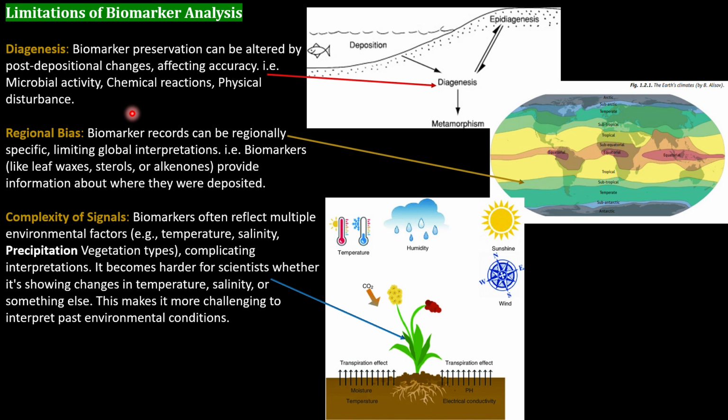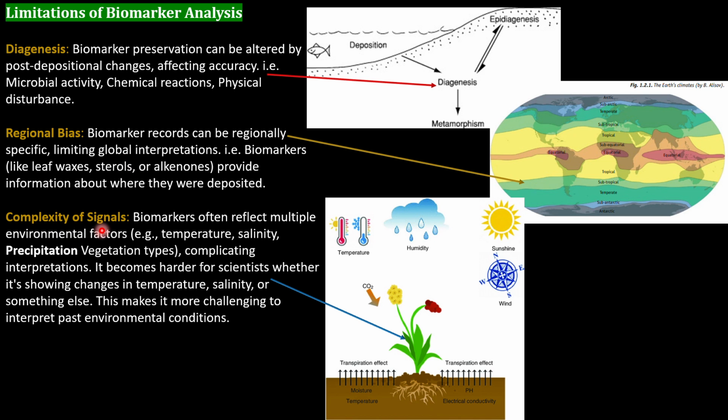So these are the limitations. Limitations also occur in biomarkers like diagenesis. If there is a lot of microbial activity and chemical reaction, the biomarker will give less of a hint about the past climate. Biomarkers are, for example, regionally specific, limited for global interpretation. If you work in Pakistan, you can interpret the Pakistan paleoclimatic analysis. You cannot interpret whole world climatic change. So this gives local scale information, but valid information.